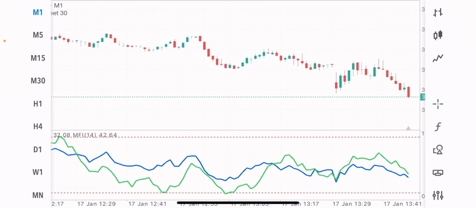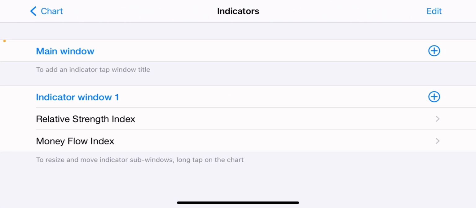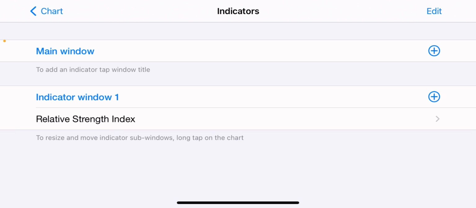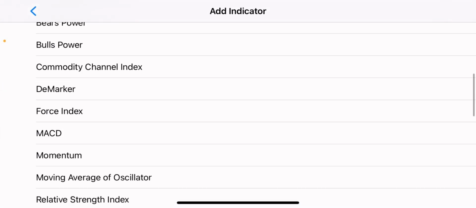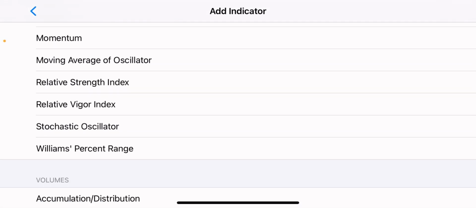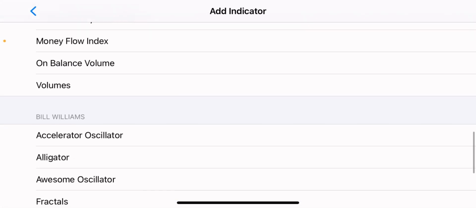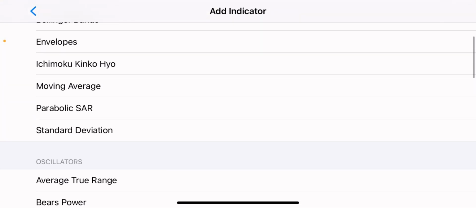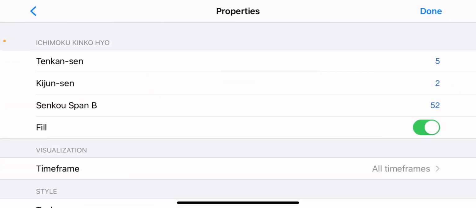So go to the indicator section, and I'm going to remove the money flow index. So you remove the money flow index, then you add the Ichimoku Kinko Hyo. I put it on indicator window 1. So you put it on indicator window 1.